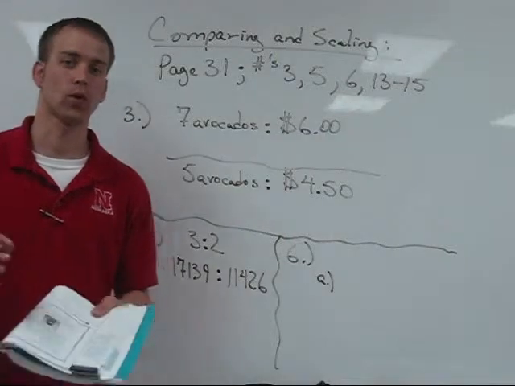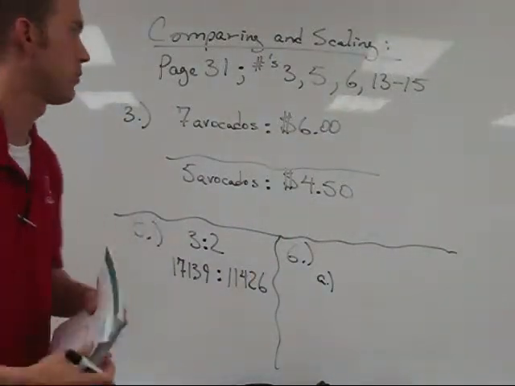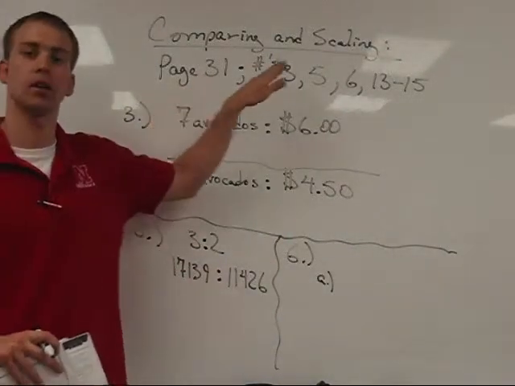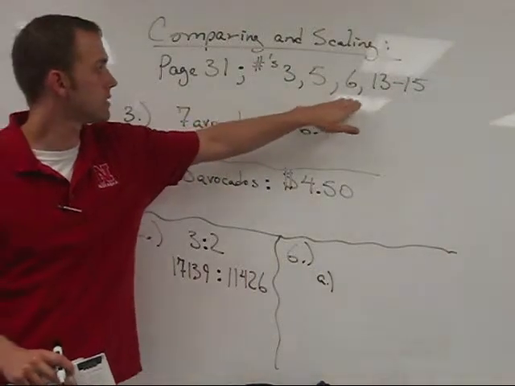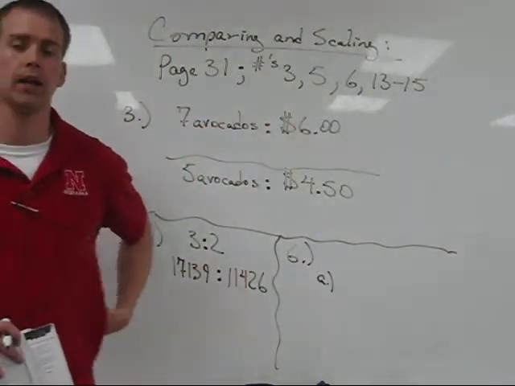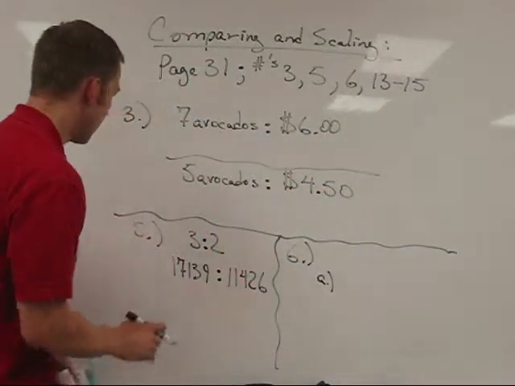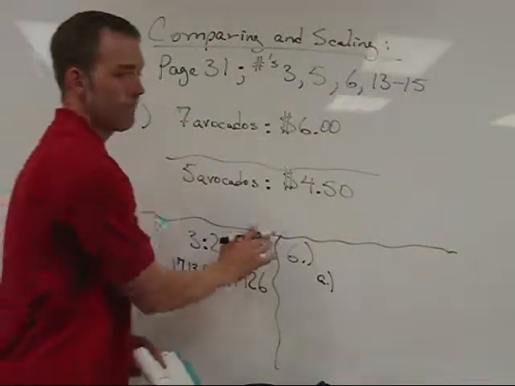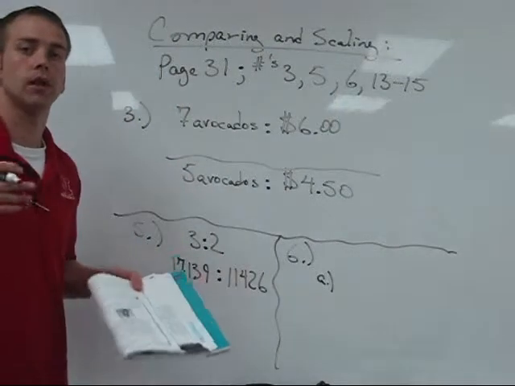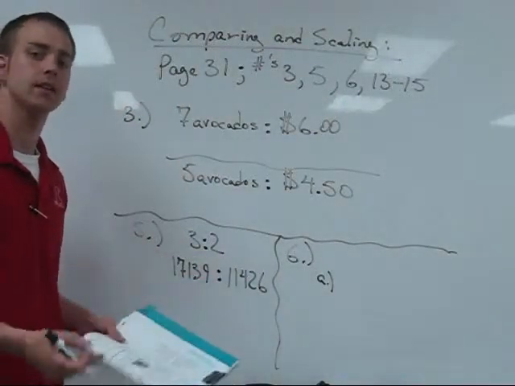Hey guys, this tutorial concerns Thursday's homework. That would be comparing and scaling, page 31, numbers 3, 5, 6, and 13 through 15. I'm going to leave 13 through 15 up to you, but I am going to go briefly into numbers 3, 5, and 6 so that we can get a good general idea of what it is they're asking us to do.